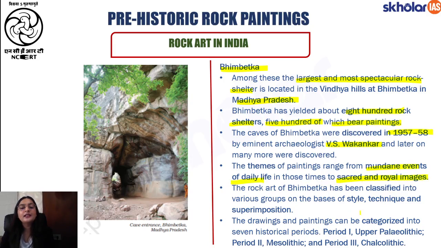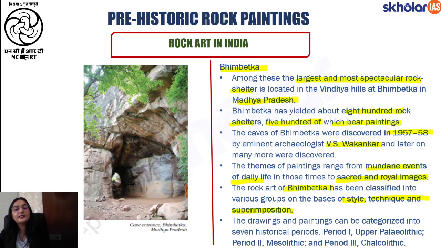Apart from that, students, there is a certain classification that has been done of the rock paintings that have been found in Bhimbetka, which are divided on the basis of style, technique and superimposition. सुपरइम्पोजिशन वाला कॉन्सेप्ट मैं आपको पीछे वाली स्लाइड में बता ही चुकी हूँ, जिसमें हम कलर के थ्रू आइडेंटिफाई कर सकते हैं कि कौन सी पेंटिंग पहले बनी थी और कौन सी पेंटिंग बाद में बनी थी.